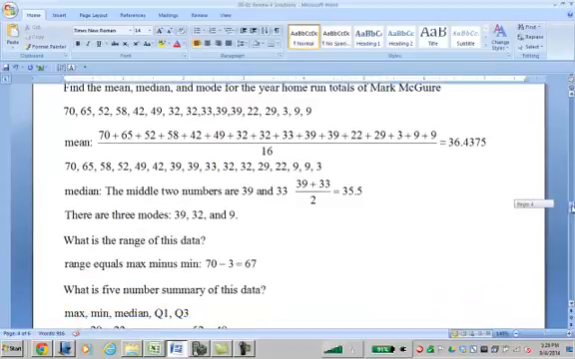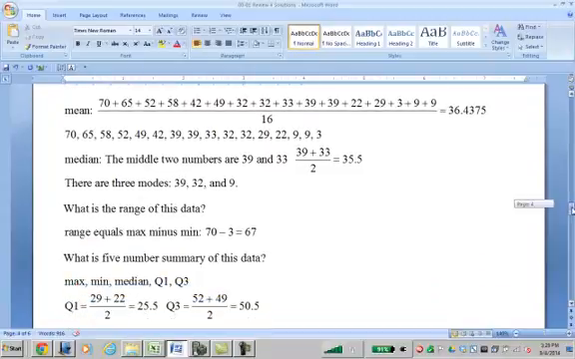Okay, what is the 5-number summary? Max, min, median, and Q1 and Q3. Now Q1 and Q3 are sub-medians. Q1 is the median of the lower half of the data, the smaller half, and Q3 is the median of the upper half. So the lower half is 8 data items.